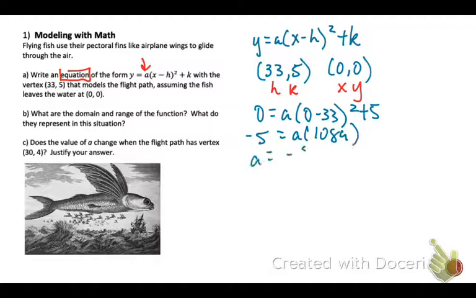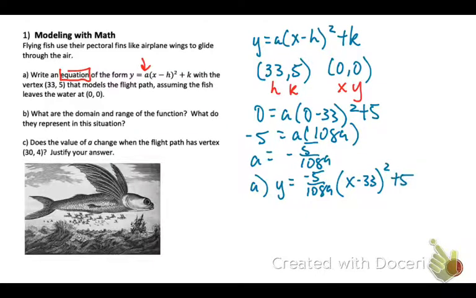We'll divide by 1,089, so a is negative 5 over 1,089, and we don't want to round. We want to leave it in exact terms, so we'll leave it in fraction form. Now we can plug in that a value, and there we have it. There's the vertex form of a quadratic equation that models the flight path of that flying fish.